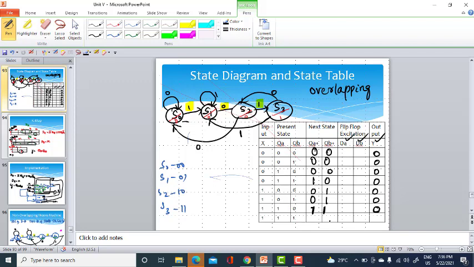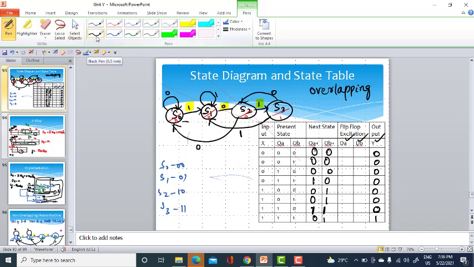And when you are in 11 and you receive 1, your output is 1, and you move to state 01.